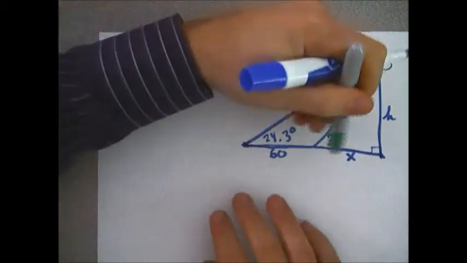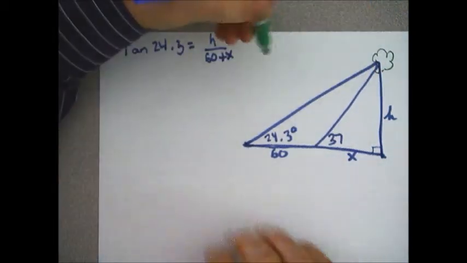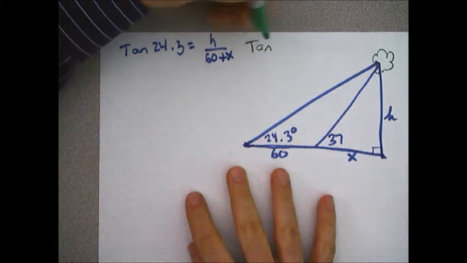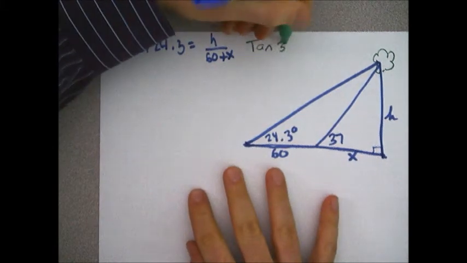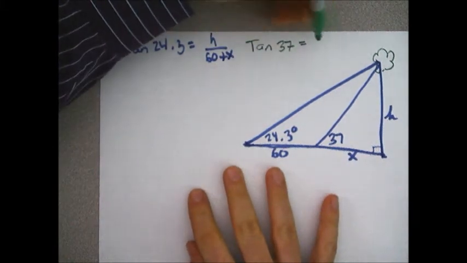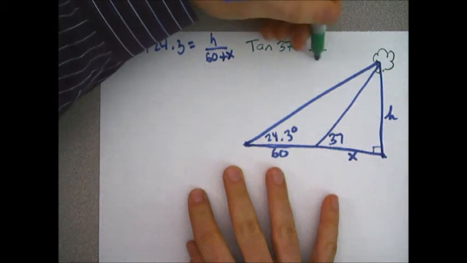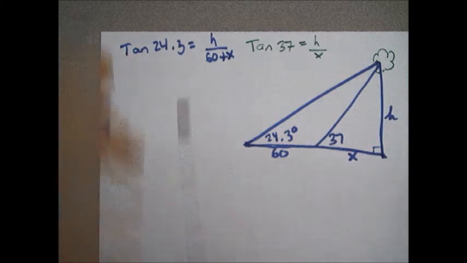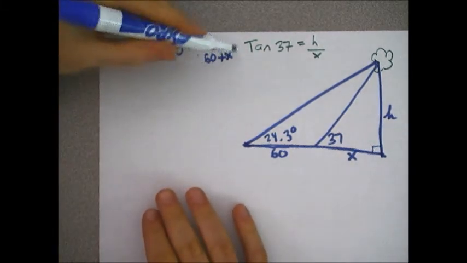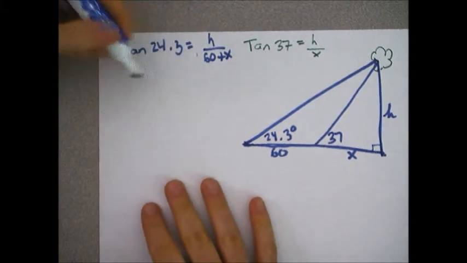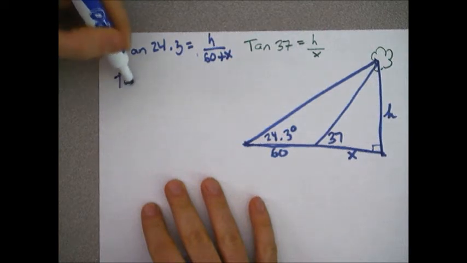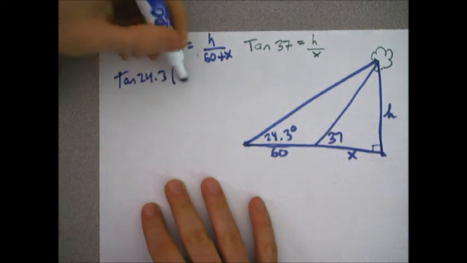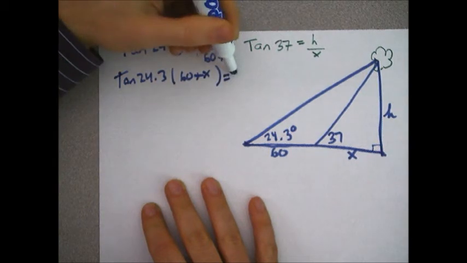And how about the other triangle, this smaller one over here? What can I say about tangent? Tangent of 37 degrees is equal to h over x. Okay. And I want to solve both of these for what letter? For h. Okay, so how do I do that? I multiply both sides by? Cross multiply. So that one would be tangent 24.3 times 60 plus x is equal to h.